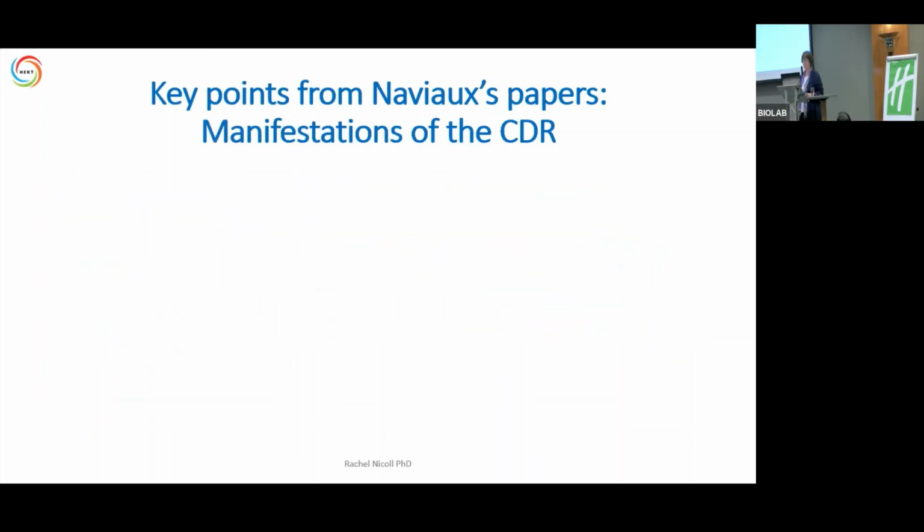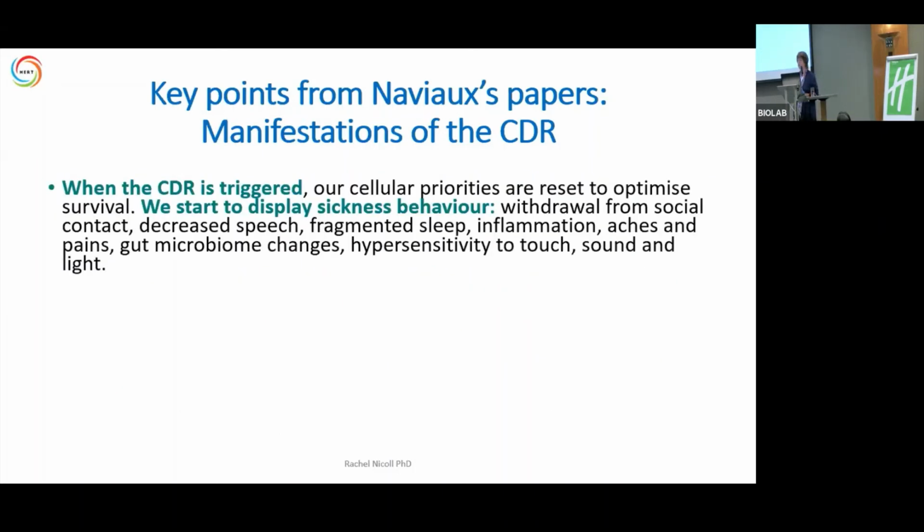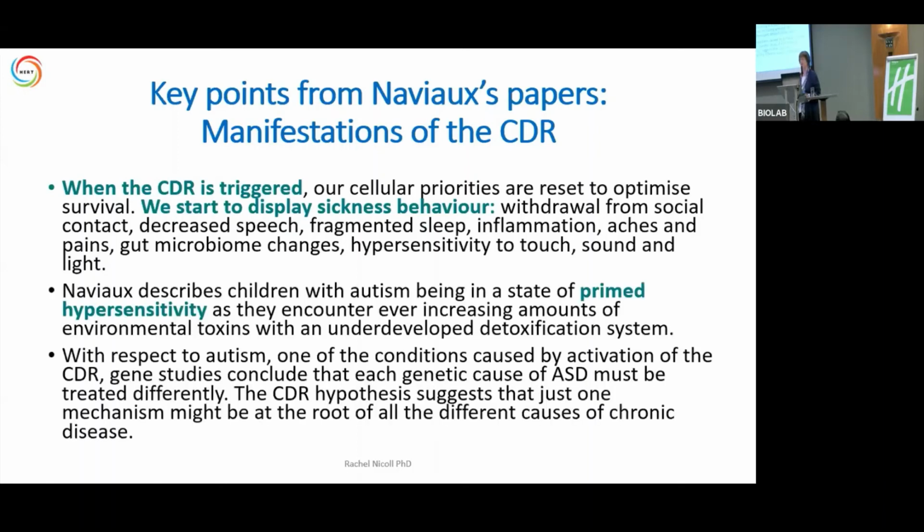So how does this manifest? Well, when the cell danger response is triggered, we display our sickness behavior, which sounds a bit like autism in itself, really. Withdrawal from social contact, decreased speech, hypersensitivity, and so on. And in fact, Naviaux describes children with autism as being in a state of primed hypersensitivity, which I think is quite a good description, really.